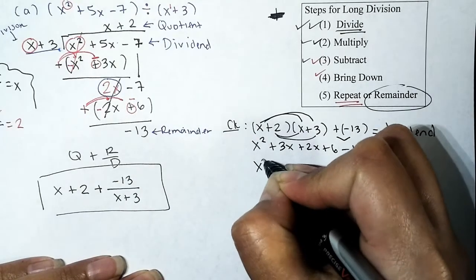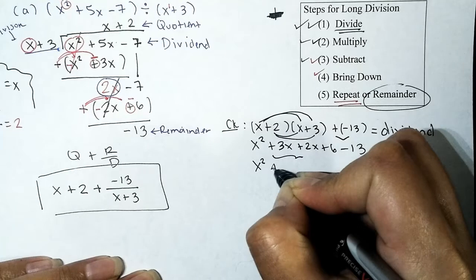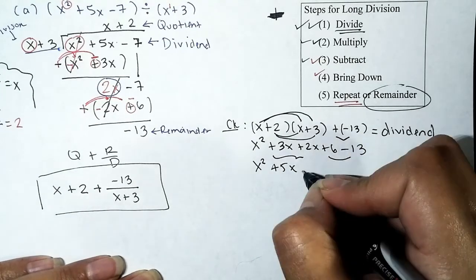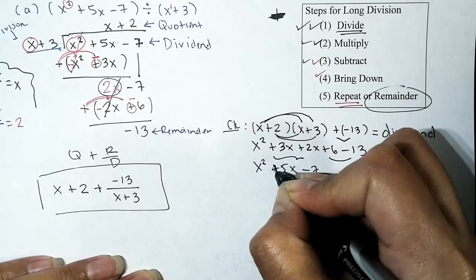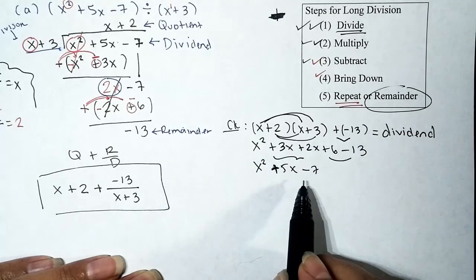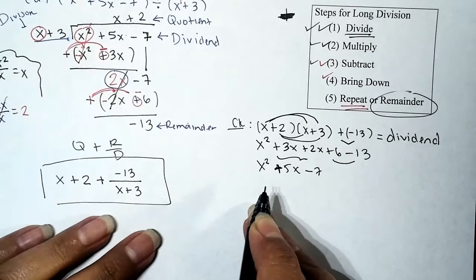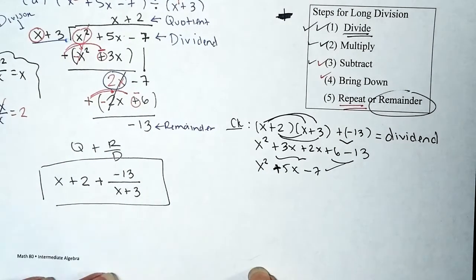So we have x squared. Sum of the x's will give us 5x. Difference of 6 and 13 will give us negative 7. And I'm really hoping this is what we divided into. And it is: x squared plus 5x minus 7. So we checked it with confidence.